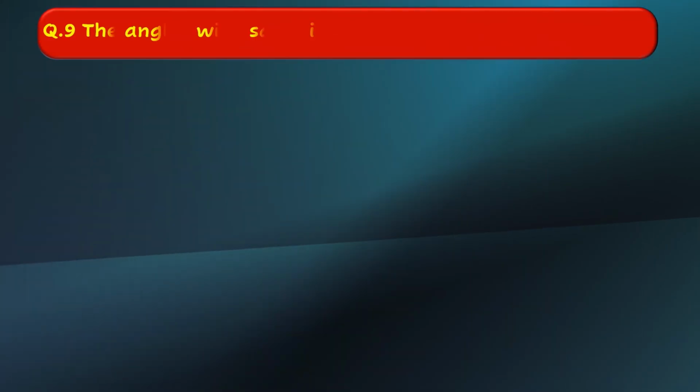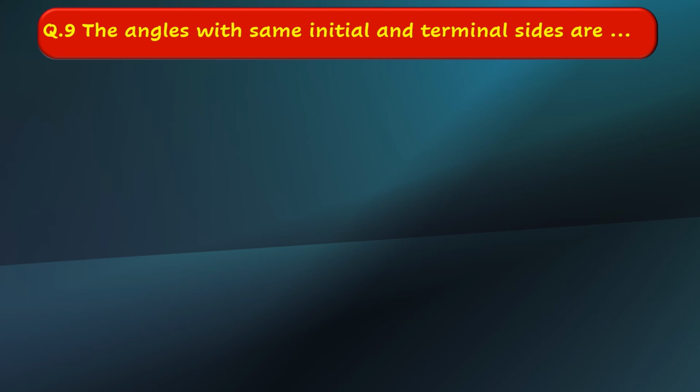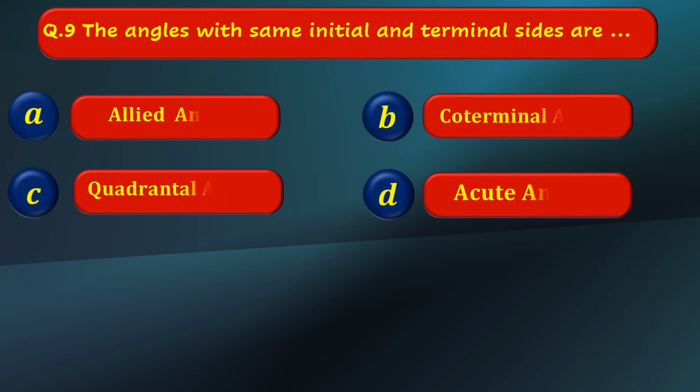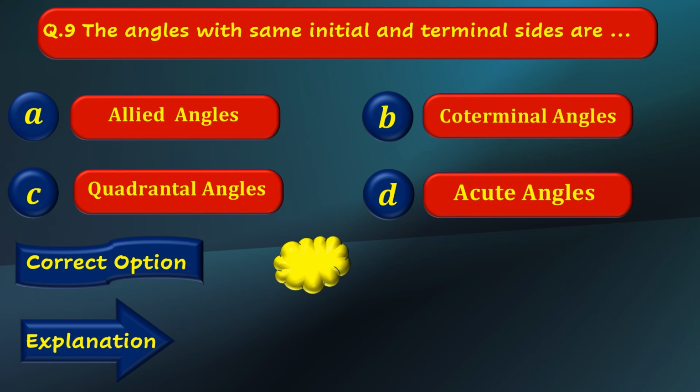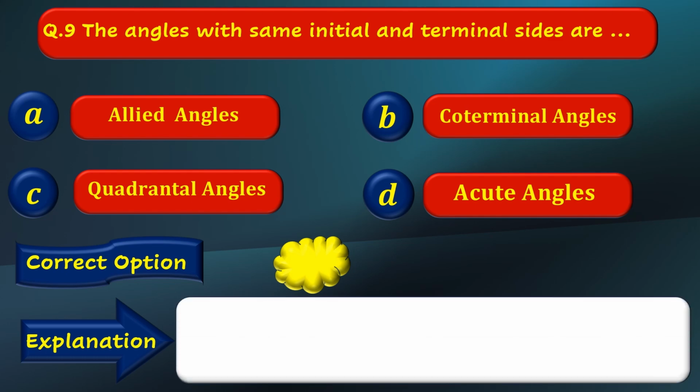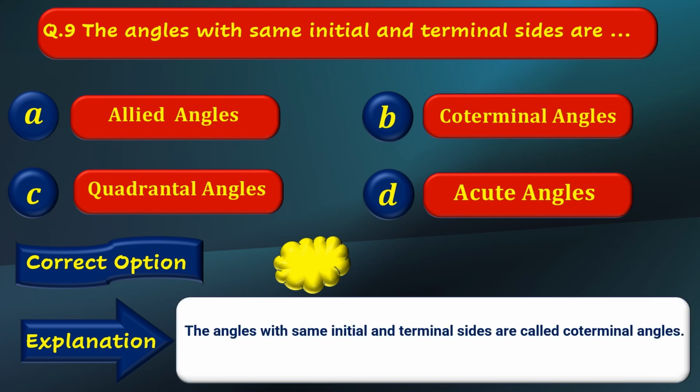Question number 9. The angles with same initial and terminal sides are called, and the options are. Let's find out which one is the correct option. But before that, let's explain it. As we know that the angles with same initial and terminal sides are called coterminal angles. Therefore, the correct option is option B.